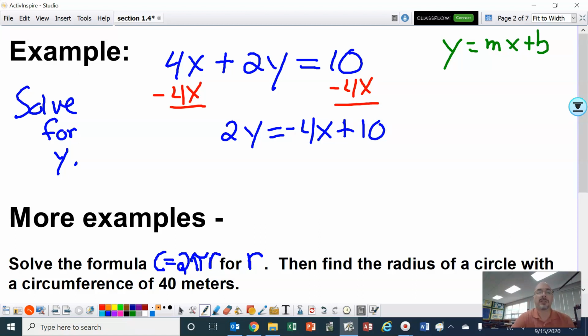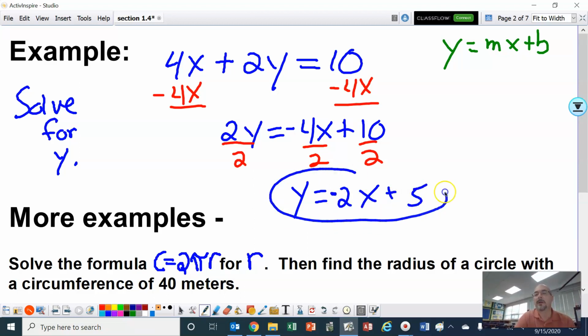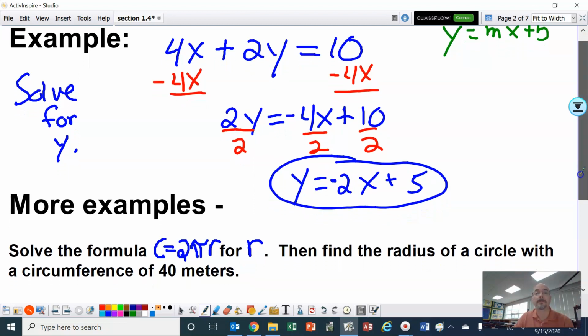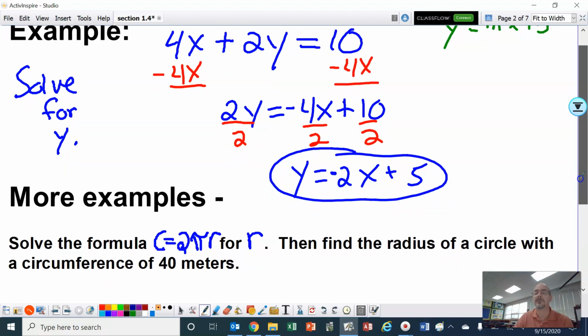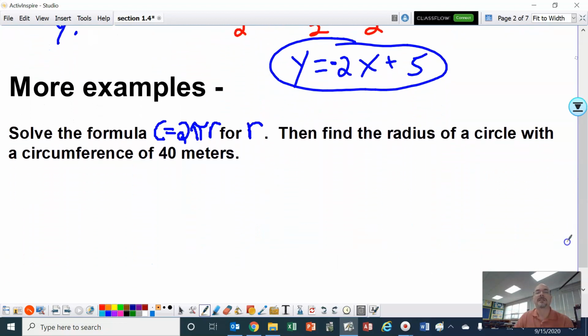All right, and then one more step. We're going to go ahead and divide by 2. And so we end up with y equals negative 2x plus 5. All right, we got y by itself. We always simplify as much as possible, and we have reduced and simplified everything that we can. All right, that's going to occur a lot, and ladies and gentlemen, that is going to be on your first mastery quiz Friday. Or your second mastery, because I can't remember which one it is. Anyway, let's keep going here.